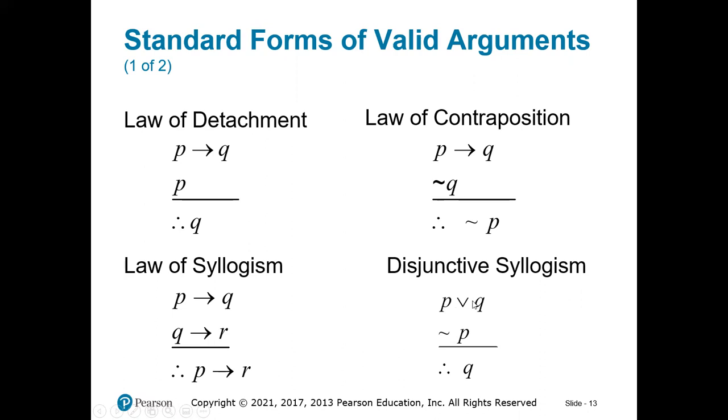If you have P or Q is true and the negation of P is true, then Q must be true. For example, today is Friday or it's snowing. Well, today is not Friday, therefore it must be snowing. In all these examples, you have 2 premises and 1 conclusion. The premises are statements that are supposed to be true, or they are true statements.